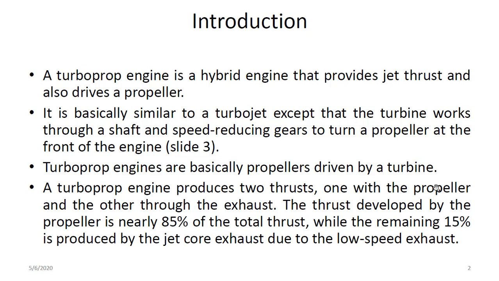A turboprop engine produces two kinds of thrust, one with the propeller and the other through the exhaust. Most of the thrust is produced by the propellers. About 85% of the total forward thrust is generated by the propellers, whereas the exhaust contributes a low amount, approximately 15%.